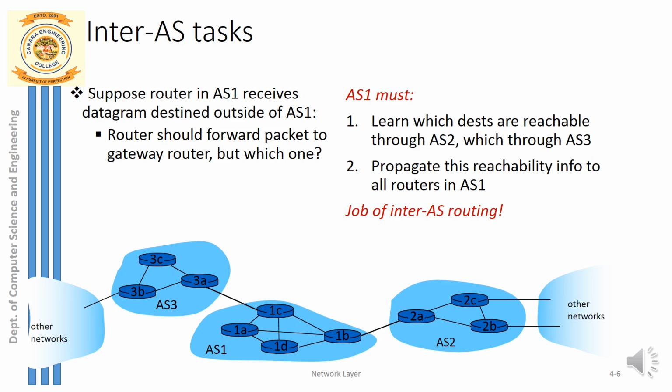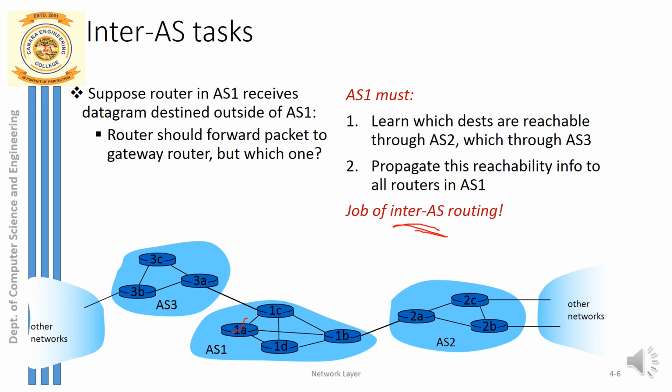So I have already told what inter-AS routing is. Inter-AS routing is something like this: if a router 1A has to send a packet to another organization or a subnet belonging to some other autonomous system, then our router 1A first should calculate the shortest path. It should first come to know which edge router it has to contact.